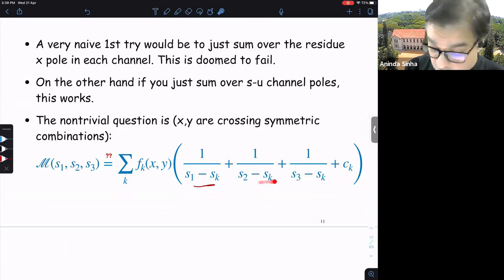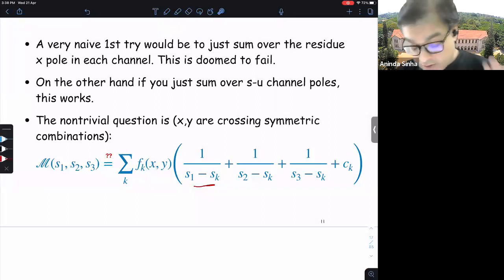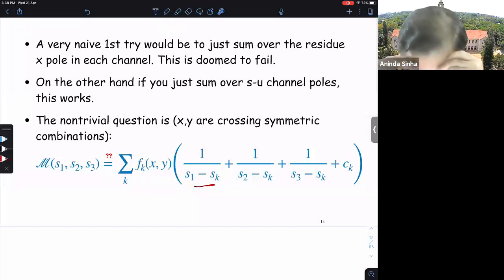So what is the representation I'm looking for? I want to sum over all the poles. Potentially, I want to add contact terms, which are basically polynomials in S1, S2, S3. So these are like exchanges, and this is like a contact diagram, and it could be dressed by a non-trivial crossing symmetric function. This is where the difference arises.